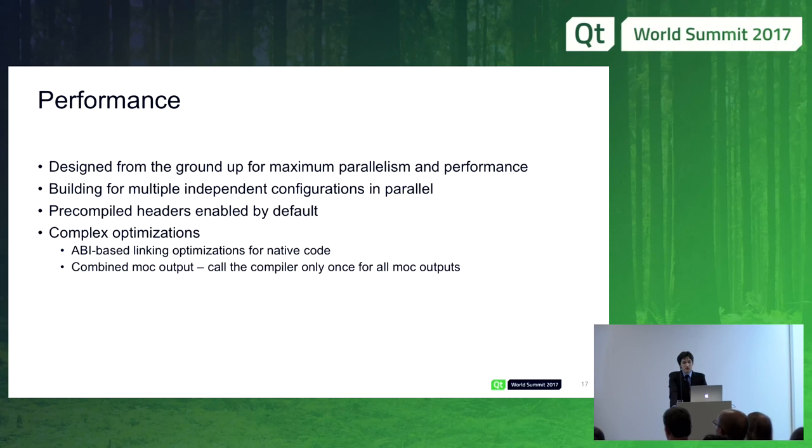With Qbs, you can build for multiple independent configurations in parallel, which is useful because you can maximize the resource usage and parallelization of your host machine. If you have 8 cores and you want to build, say, 3 different configurations, you don't want to run make -j3 on all of those because you still have, you know, 9 overall threads running in your build. So Qbs will actually parallelize across all projects that you want to build for at the same time.